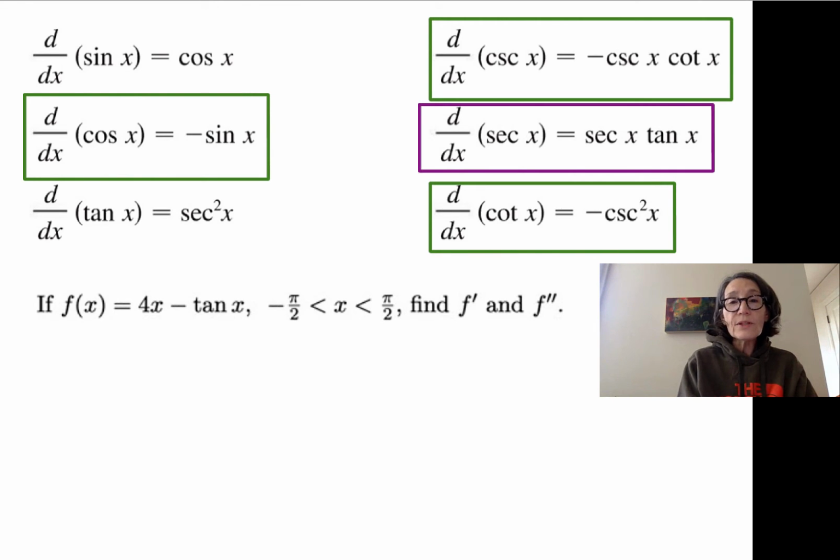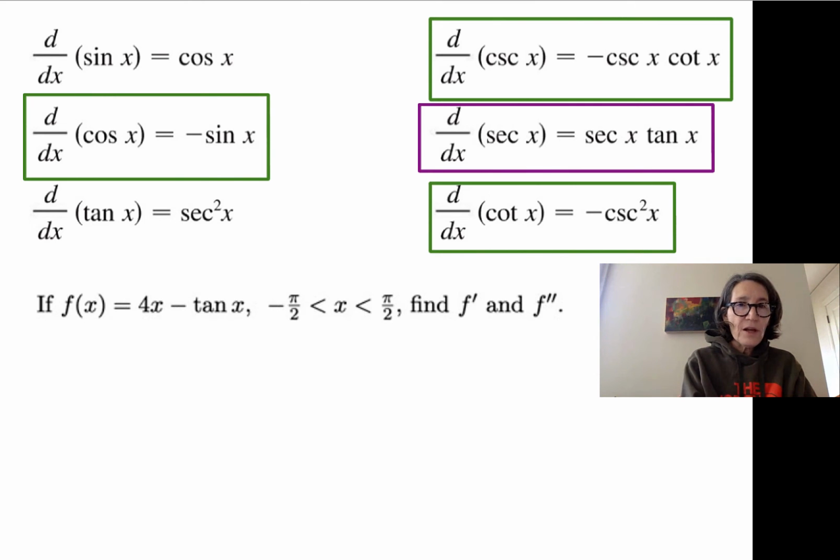So we had to restrict the domain of our function because remember the tangent function has vertical asymptotes at all those places, negative pi over 2, positive pi over 2, negative 3 pi over 2, positive 3 pi over 2. So we just restricted to one of those intervals to look for the derivatives. So let's get the first derivative.